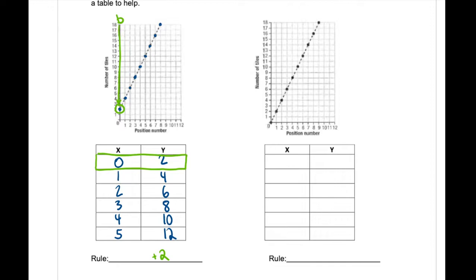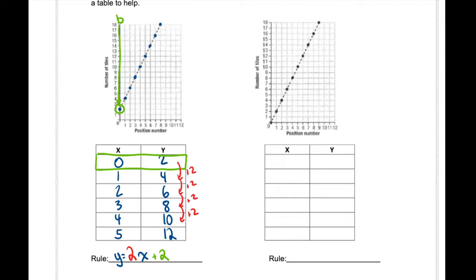Next, we need to figure out what our multiplier is. We need to figure out what we're multiplying by. And we can see that in the table because we're increasing by 2 every time. So we should recognize that our multiplier is going to be 2. So our rule then will be y equals 2x plus 2. Now again, we've seen the plus 2 from the table before, in previous lessons.